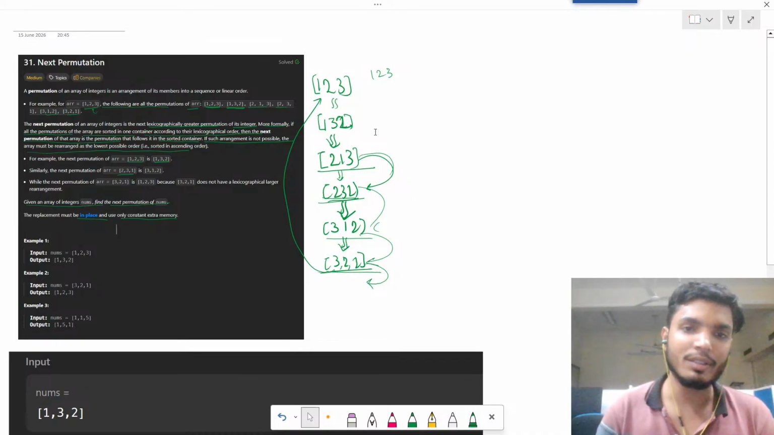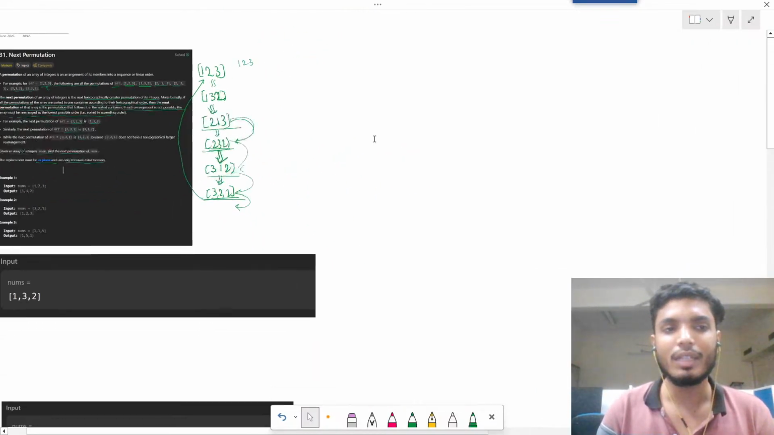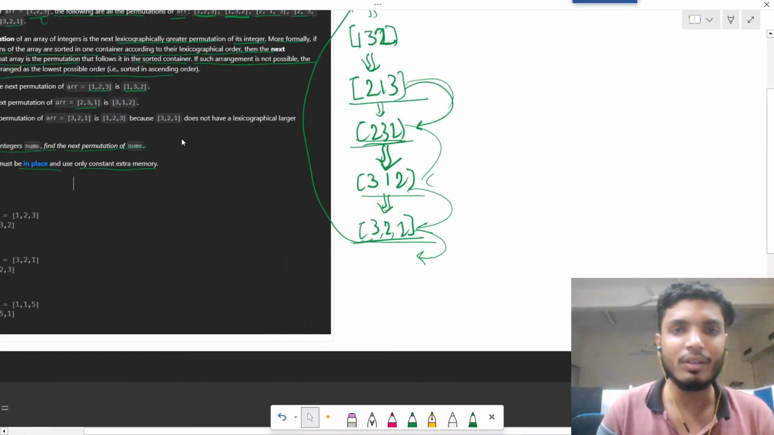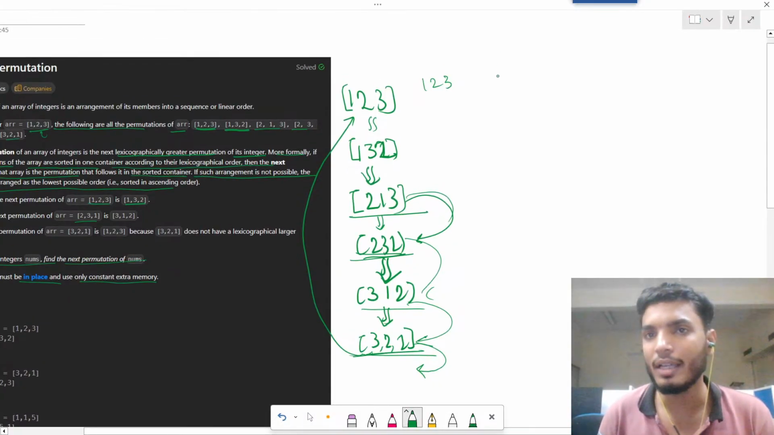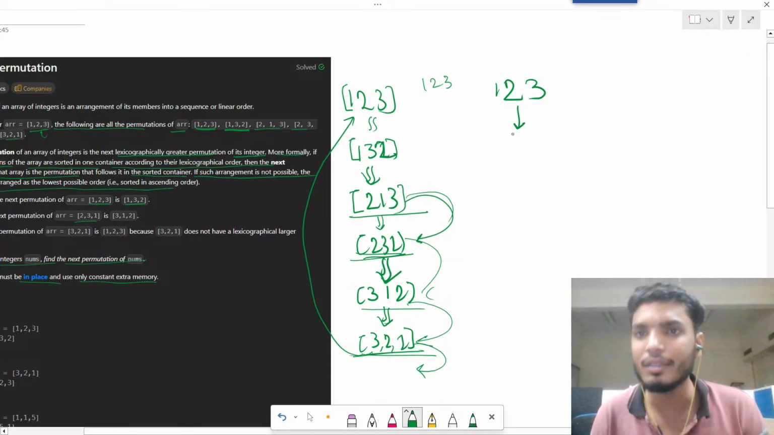So what will be the logic? This can come in any aptitude type of exam. Okay, so tell me, anyone, what can be the logic of it? Suppose I am at this 1, 2, 3. How do I find out the next greater number?